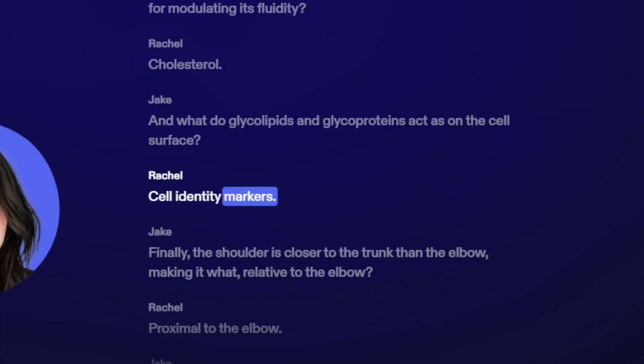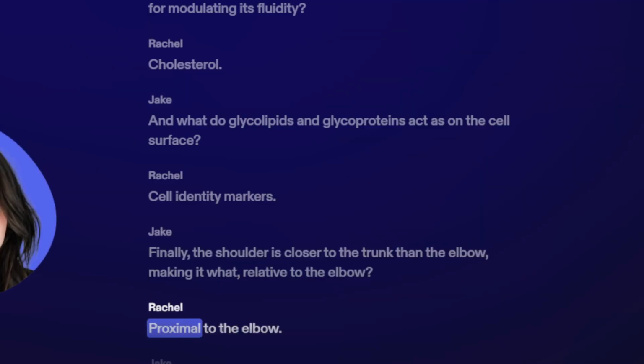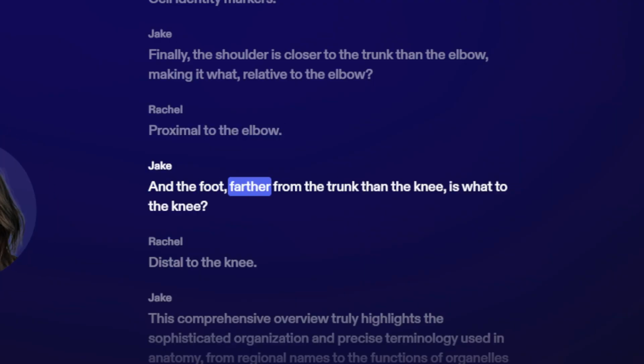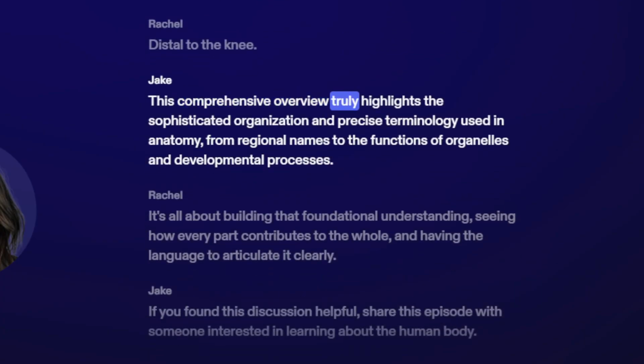Cell identity markers. Finally, the shoulder is closer to the trunk than the elbow, making it what relative to the elbow? Proximal to the elbow. And the foot, further from the trunk than the knee, is what to the knee? Distal to the knee. This comprehensive overview truly highlights the sophisticated organization and precise terminology used in anatomy, from regional names to the functions of organelles and developmental processes.